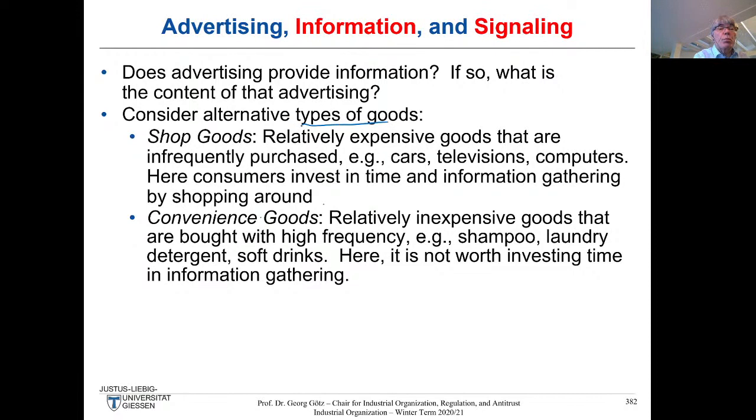If you think of shop goods or shopping goods, which are consumer durables, relatively expensive goods that are infrequently purchased, like cars, televisions, computers, and so on, here you probably think that consumers invest a lot of time and information gathering by shopping around. So the information provided in ads probably will not be so important. Whereas in terms of convenience goods, which you buy every day, like shampoo, laundry detergent, soft drinks, it's probably not worthwhile investing a lot of time in information gathering because these products are too inexpensive and bought with high frequency. So here you might more or less rely on advertising.